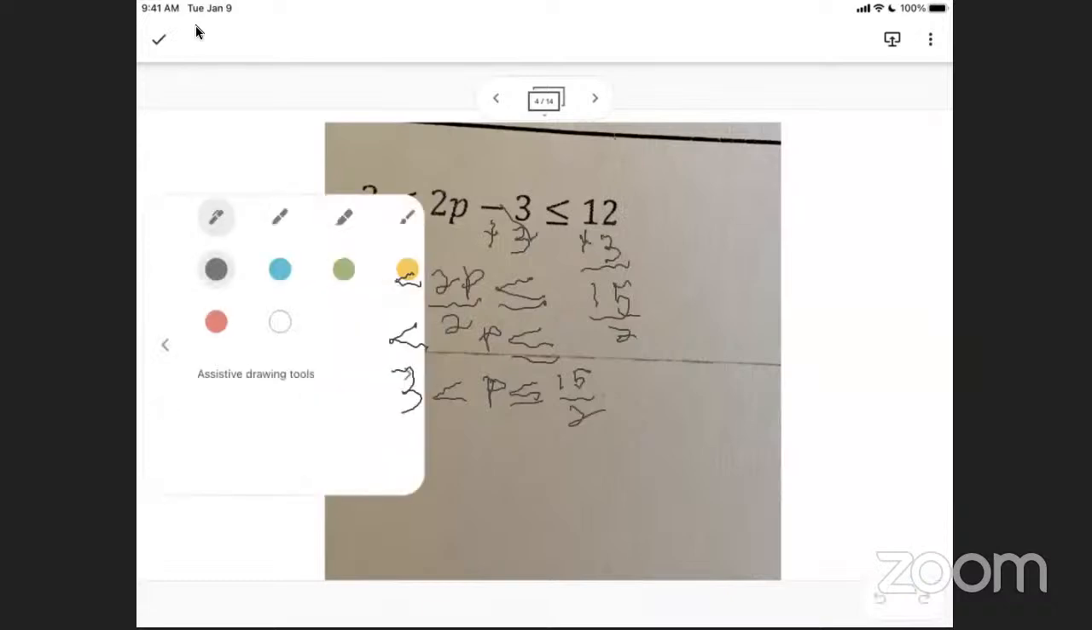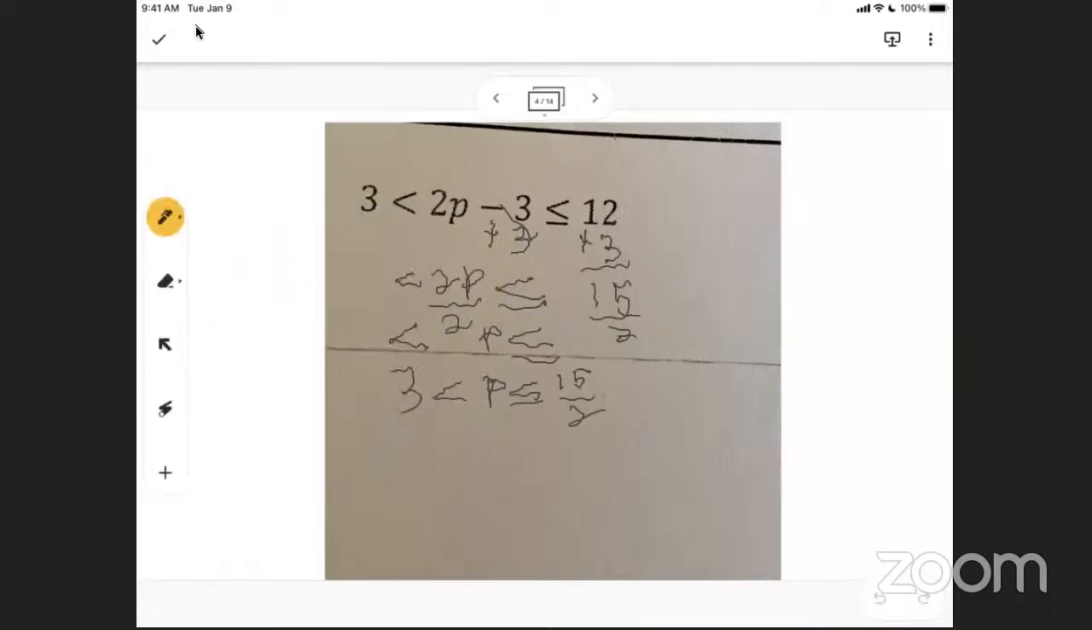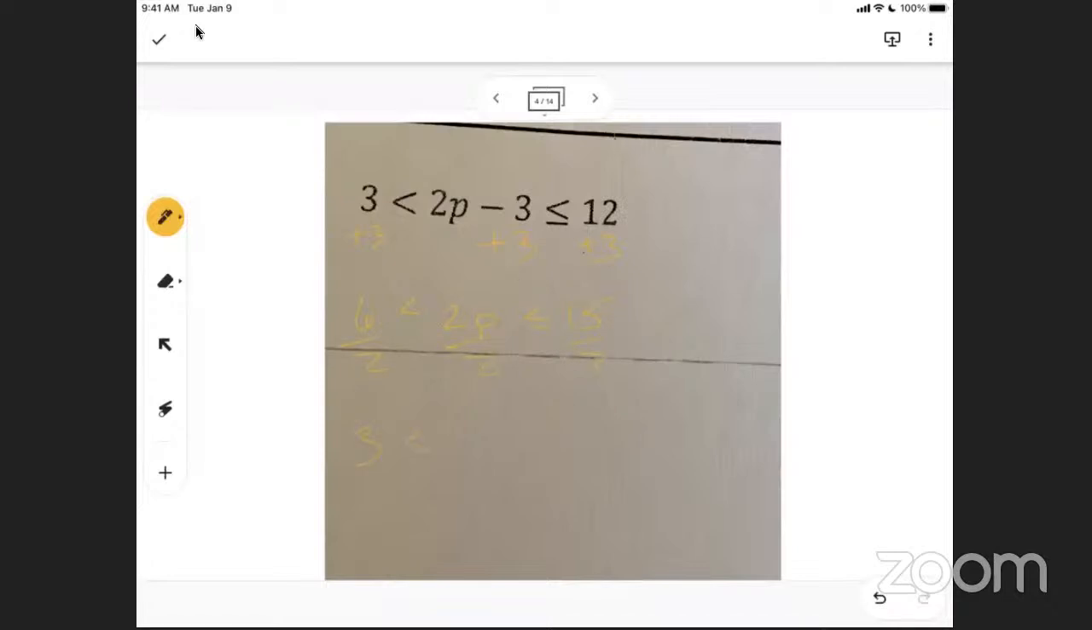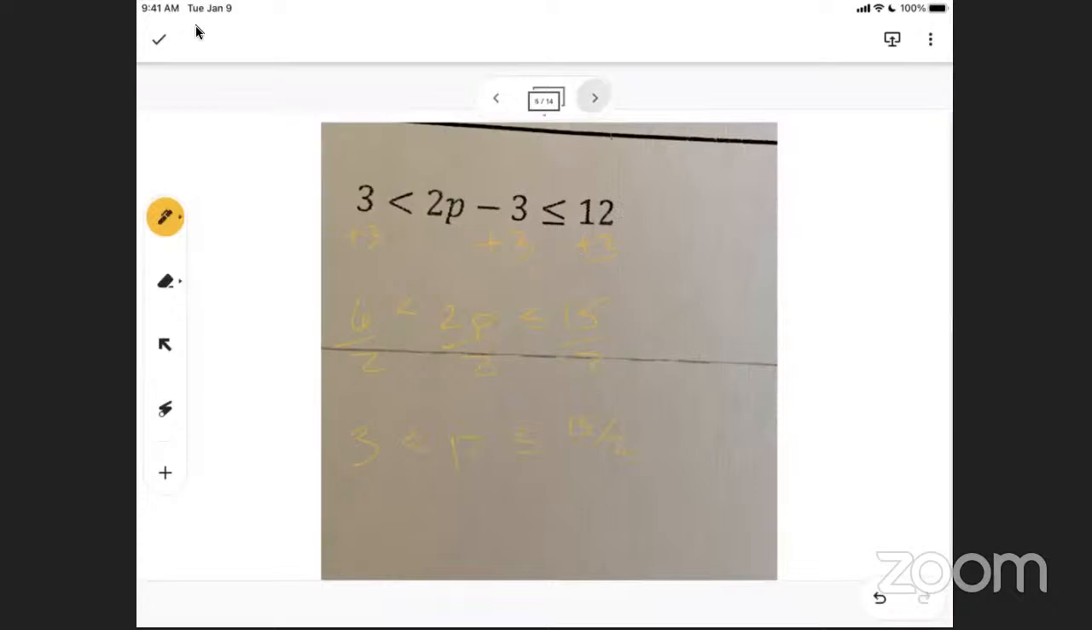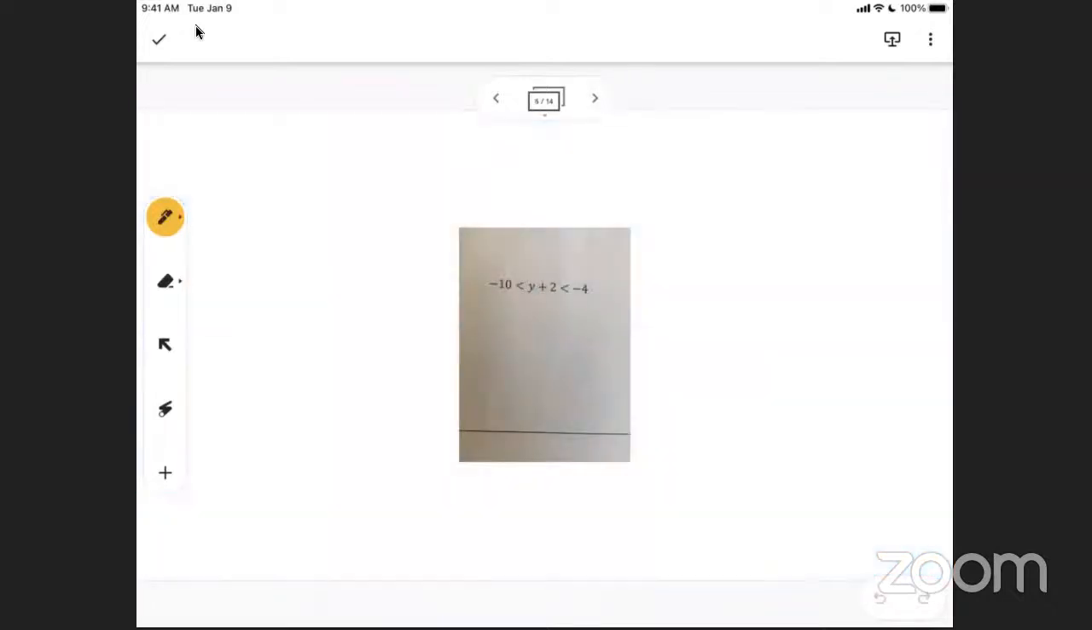So I'll go ahead and write it so we have it. I'll write it on the Jamboard. So we're adding 3, adding 3, adding 3. So that gives us 6 is less than 2p is less than or equal to 15. Then we're dividing by 2, dividing by 2, dividing by 2. So 3 is less than p is less than or equal to 15 halves. Good job. Yep. All right, let's try another one.